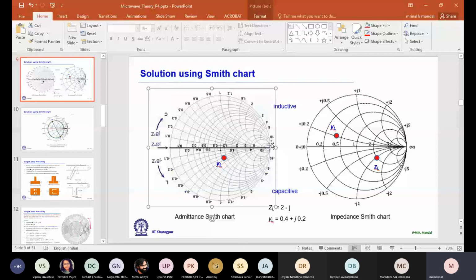Y goes to infinity and B goes to infinity at this point. Similarly, they go to 0 at this point. Right, so we are following this notation, this approach. Now this is an admittance Smith chart. So Y goes to infinity here. We have the YL value.